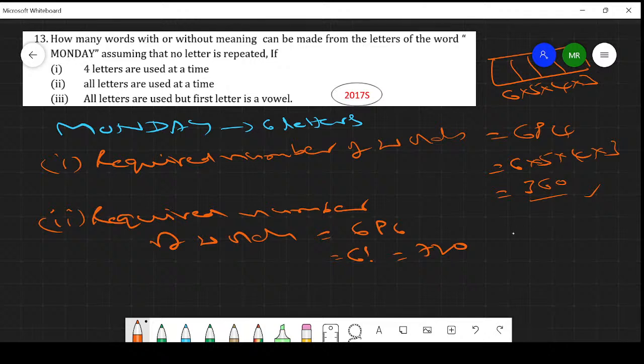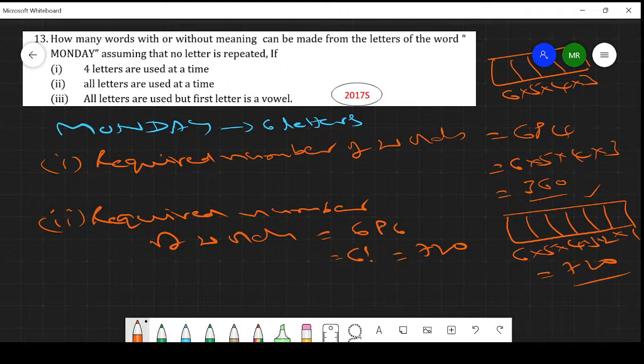I hope you understood this. Otherwise, you can also do another method, taking the boxes. That is the same thing. Suppose you take 6 boxes: 6 ways I can fill the first, then 5 ways, 4 ways, 3 ways, 2 ways, 1 way. Again multiplication gives 720. You can do it either way, any one method, to solve this same problem.